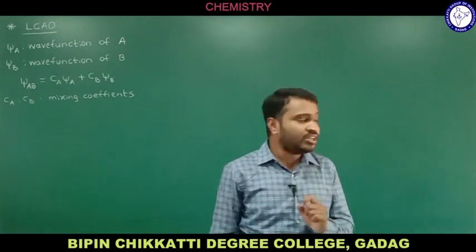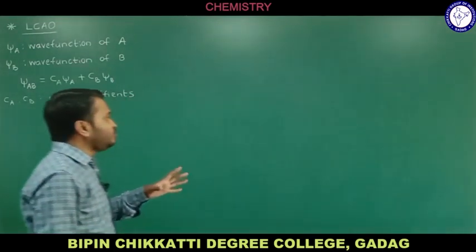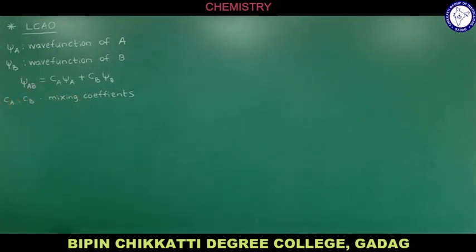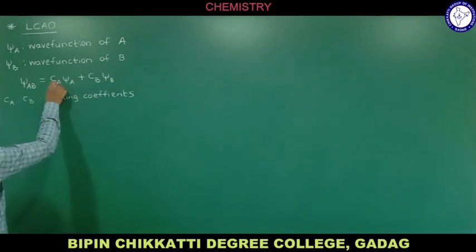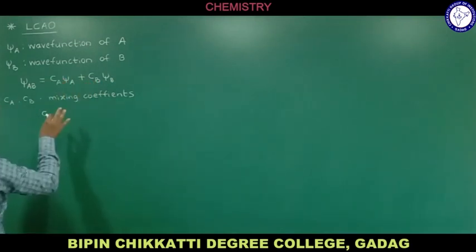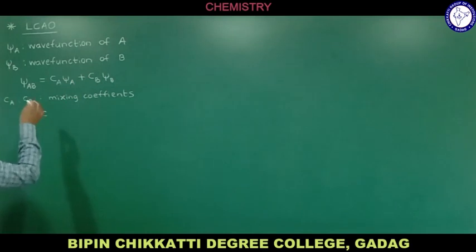As I mentioned, the molecular orbital should be quite stable when compared to the atomic orbital, so the energy of psi AB, the molecular orbital, should be low. Because of that, we need to consider the values of Ca and Cb in such a way that the energy of psi AB should be low.